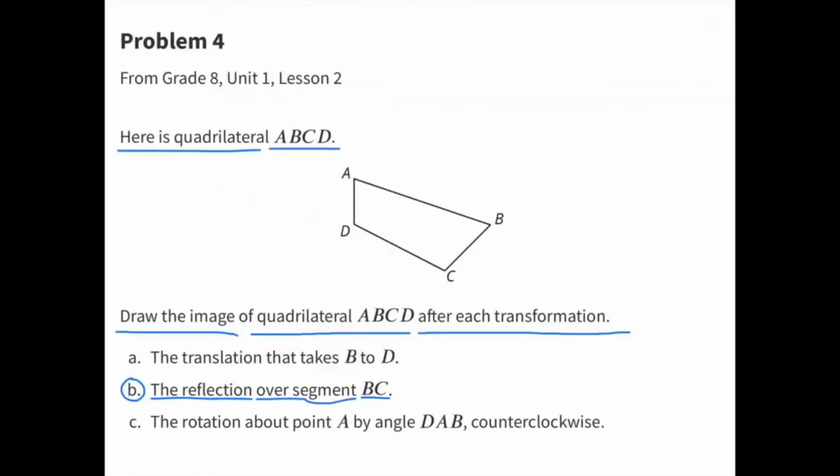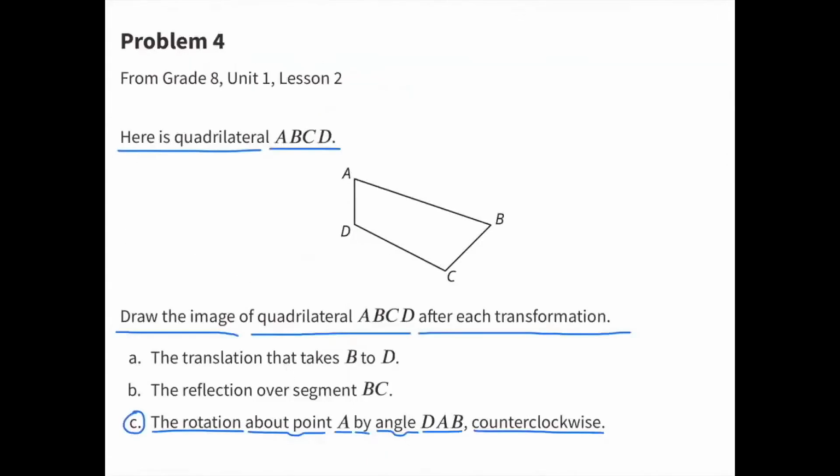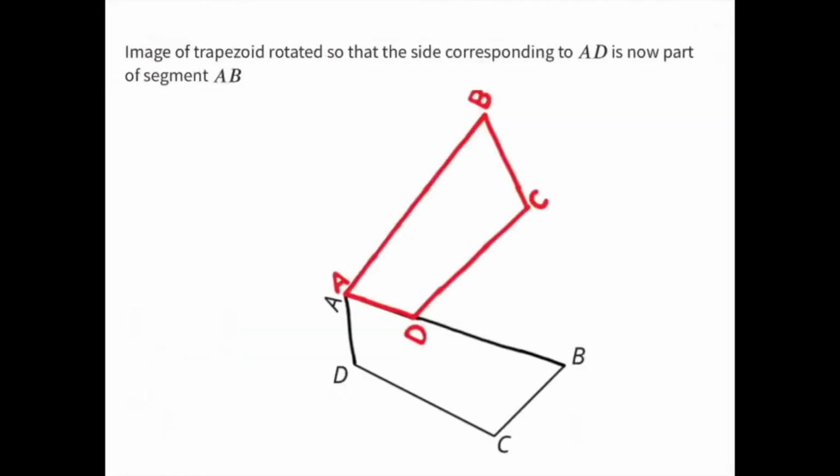B. The reflection over segment BC. The image shares segment BC with ABCD. C. The rotation about point A by angle DAB counterclockwise. The image is rotated so that the side corresponding to AD is now part of segment AB.